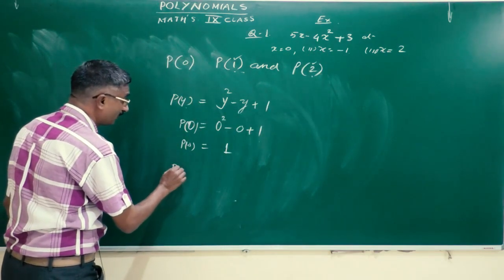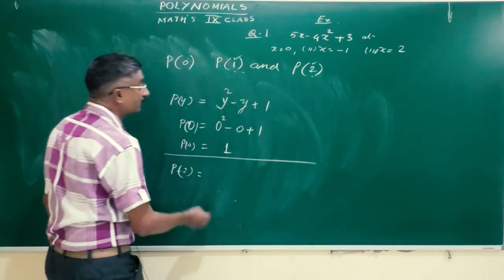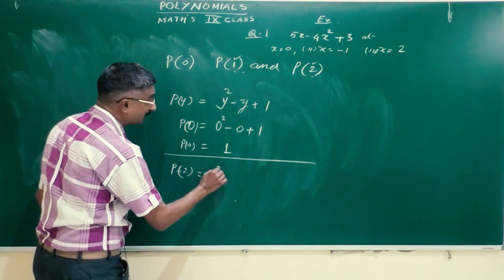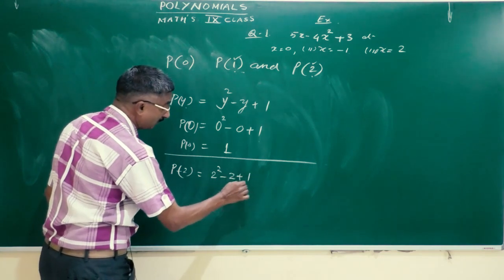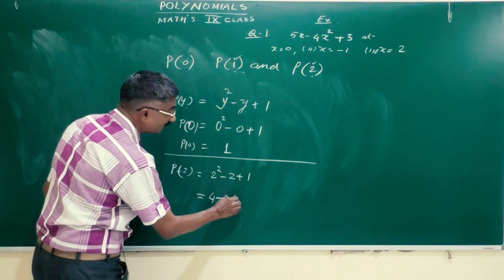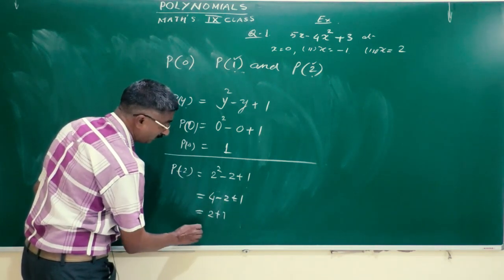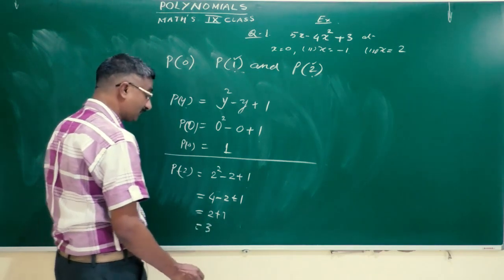Similarly, you can find out for 1 and for 2 also. I will solve for 2. P2 is equal to 2 square minus 2 plus 1. So this is equal to 4 minus 2 plus 1. So 4 minus 2 is 2, and this is equal to 3.